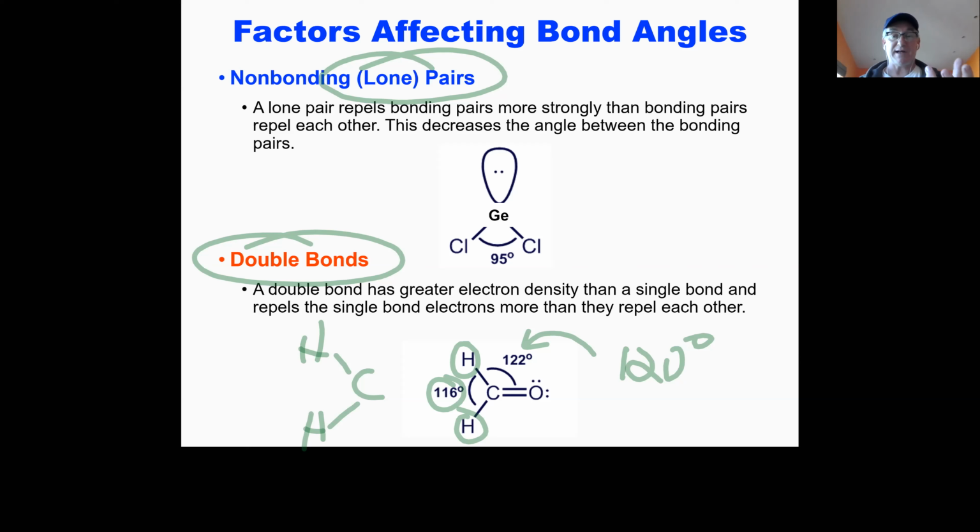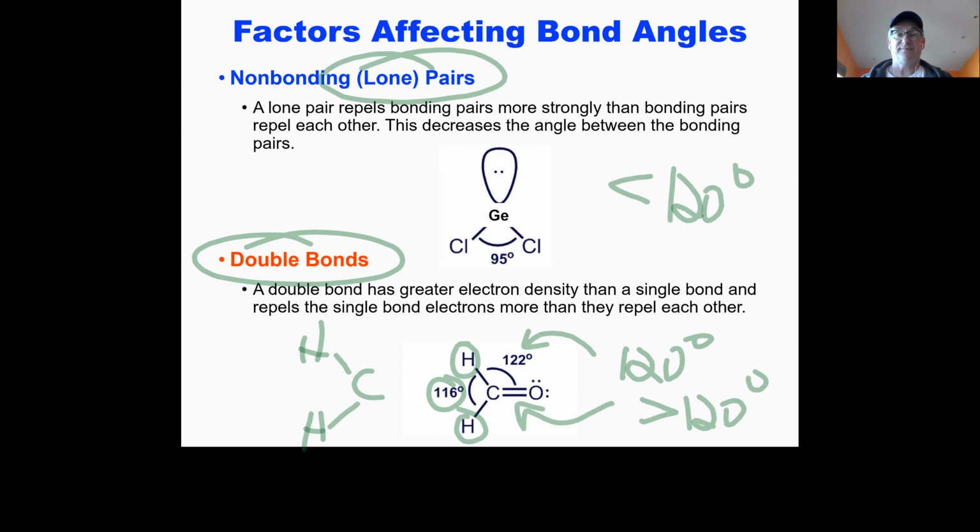So your answer to the question, what would you expect that bond angle to be? All you would have to say is, I expect it to be less than 120. What would you expect this bond angle to be? You would just say, I expect it to be greater than 120. What it is exactly, no, you don't have to know that. Just know that it's either less than or greater than, okay?